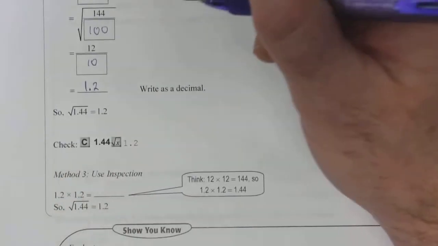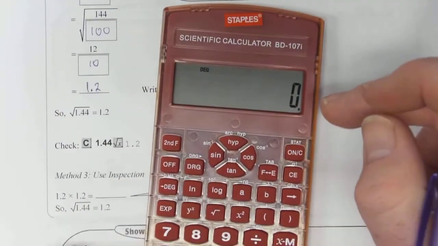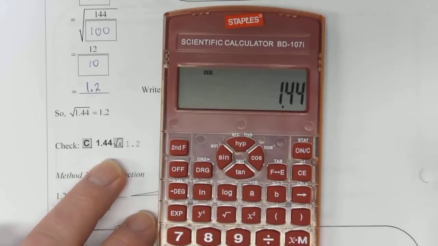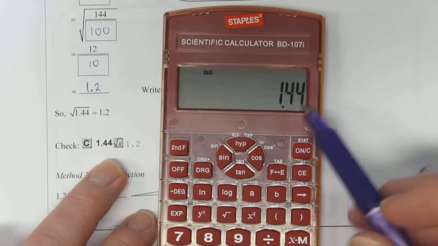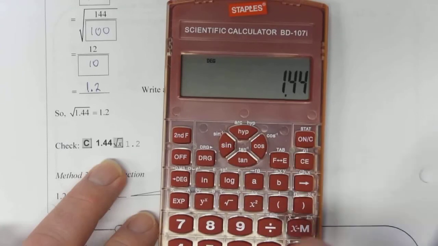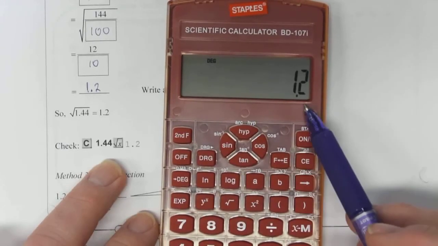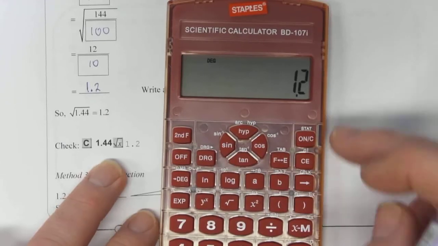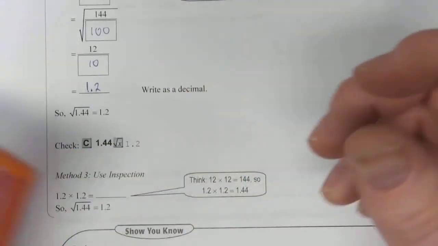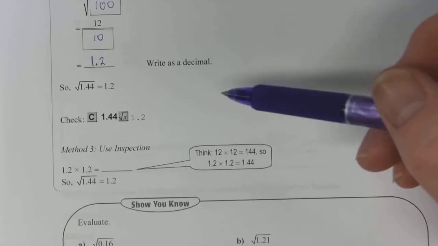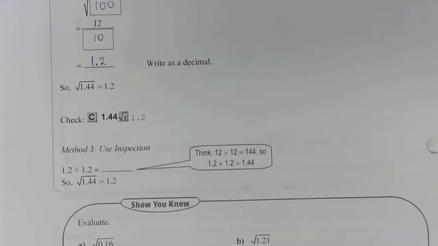Now, you can of course check this on your calculator. You should at the very least have a square root symbol even on the more basic calculators. So you can punch in your number, 1.44, and then hit your square root symbol, which on this calculator is right here. And it gives you the 1.2. So that's that. Make sure you're aware of how to use the square root symbol and the squared symbol on your calculator. Now, you can use something called inspection as well for method number 3.